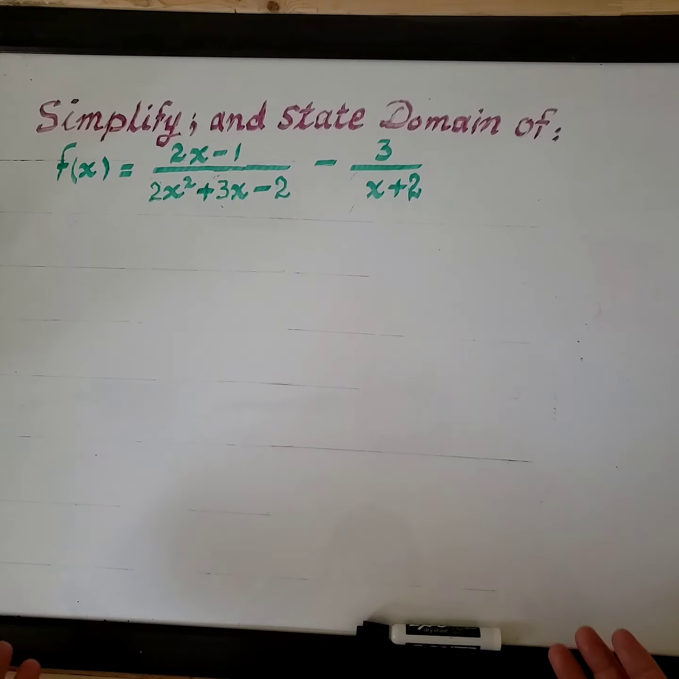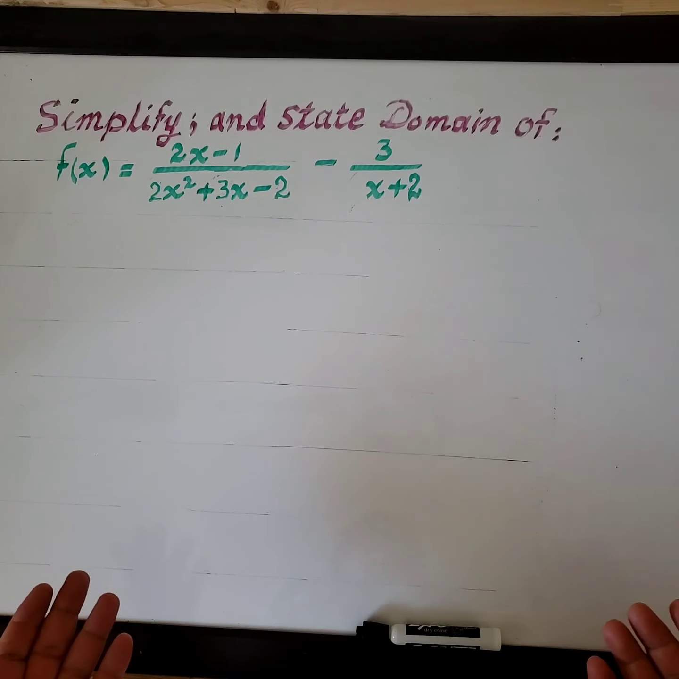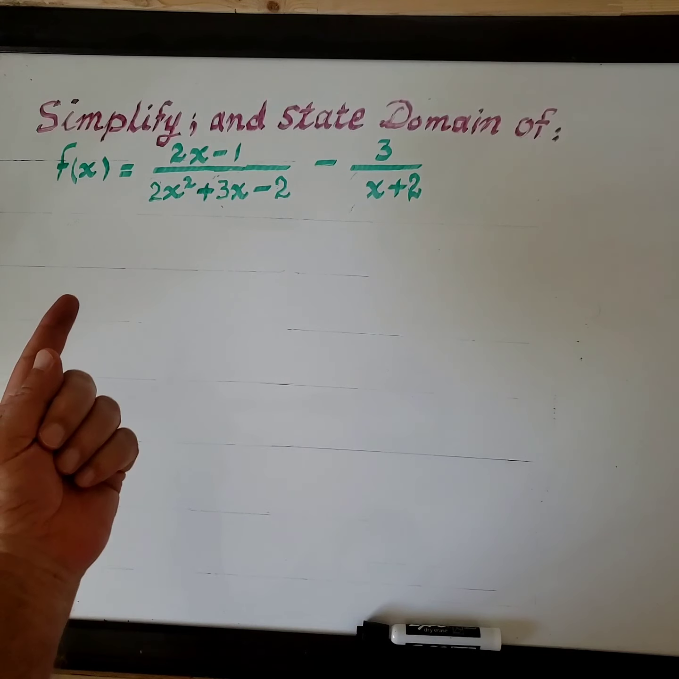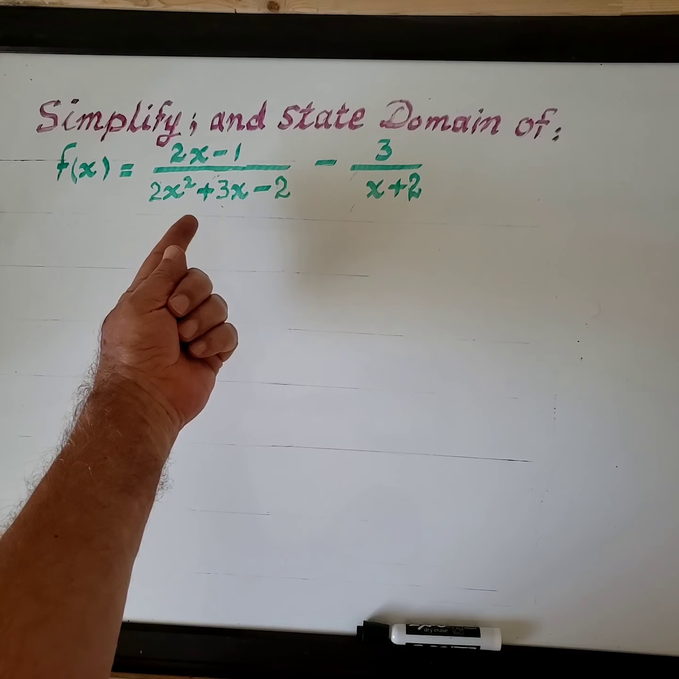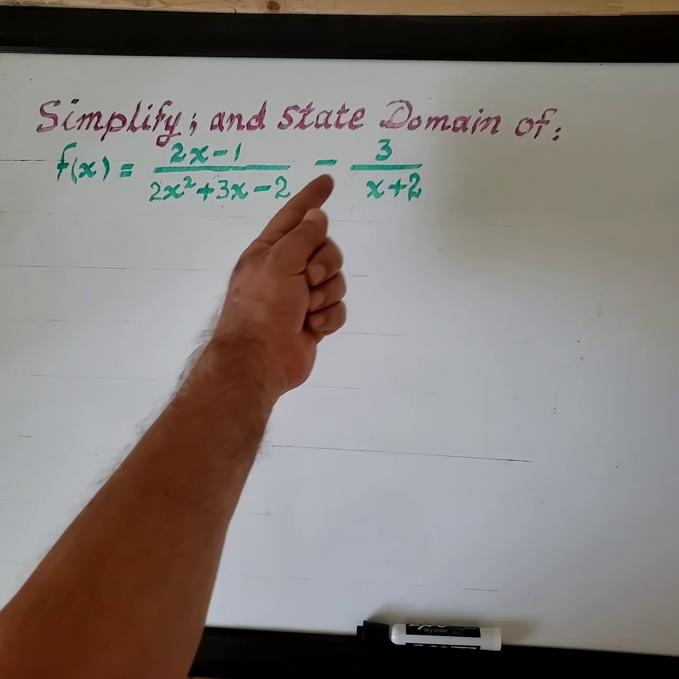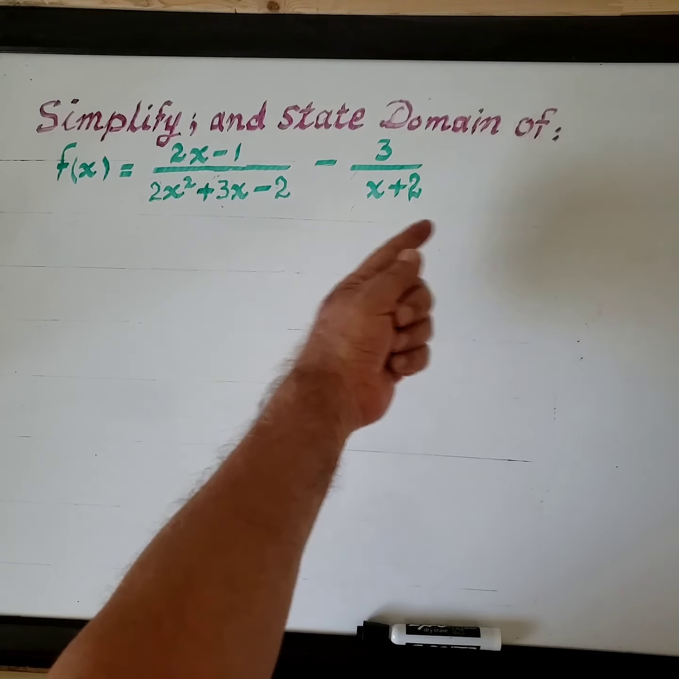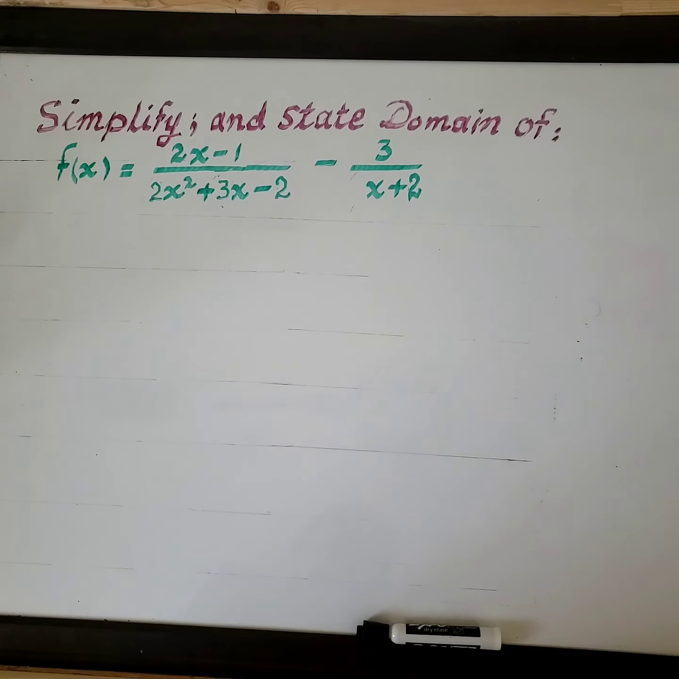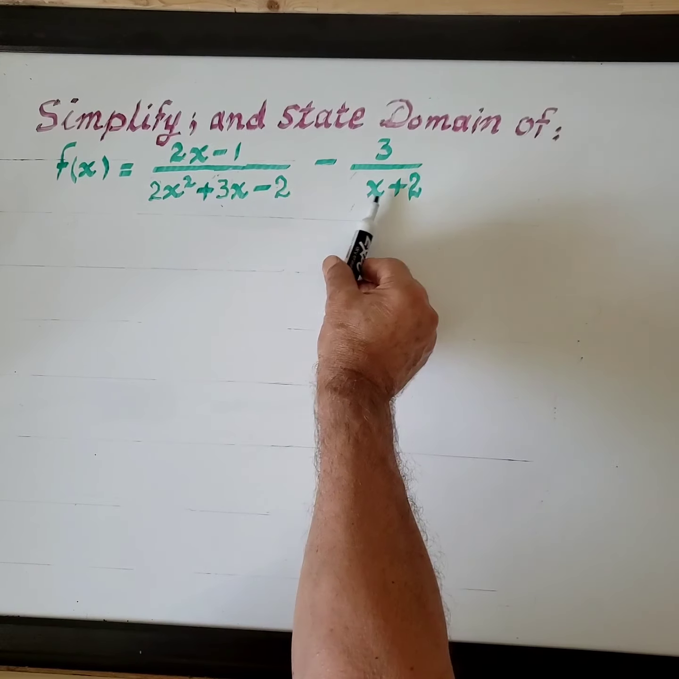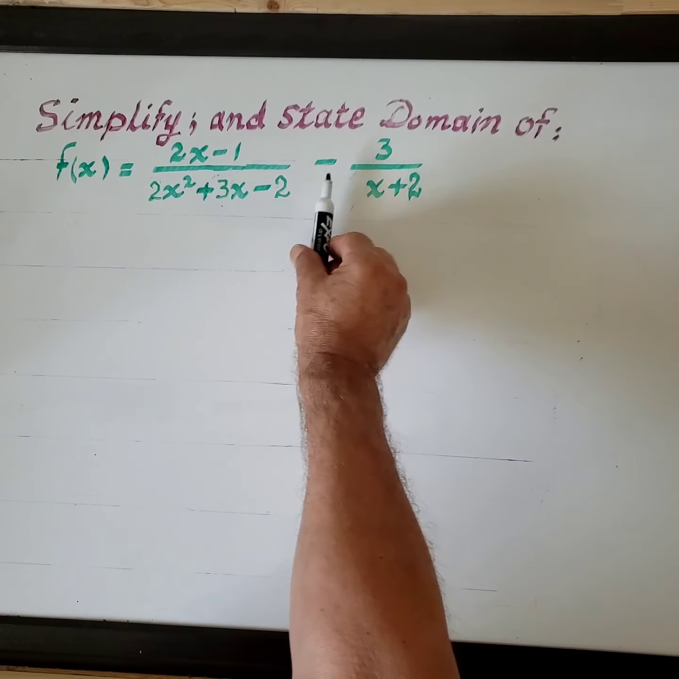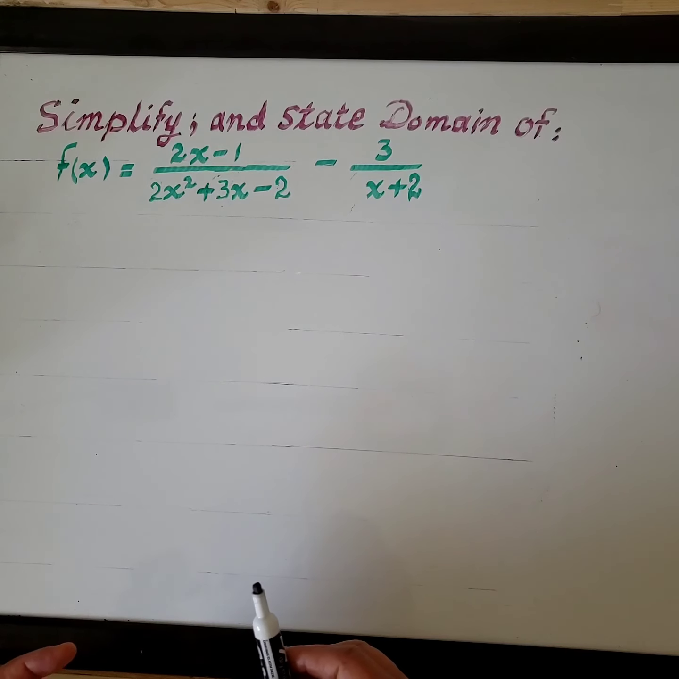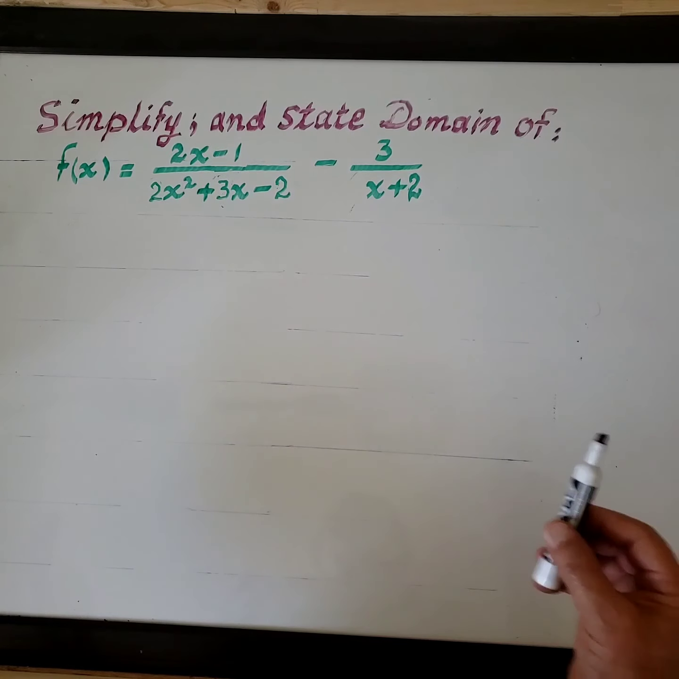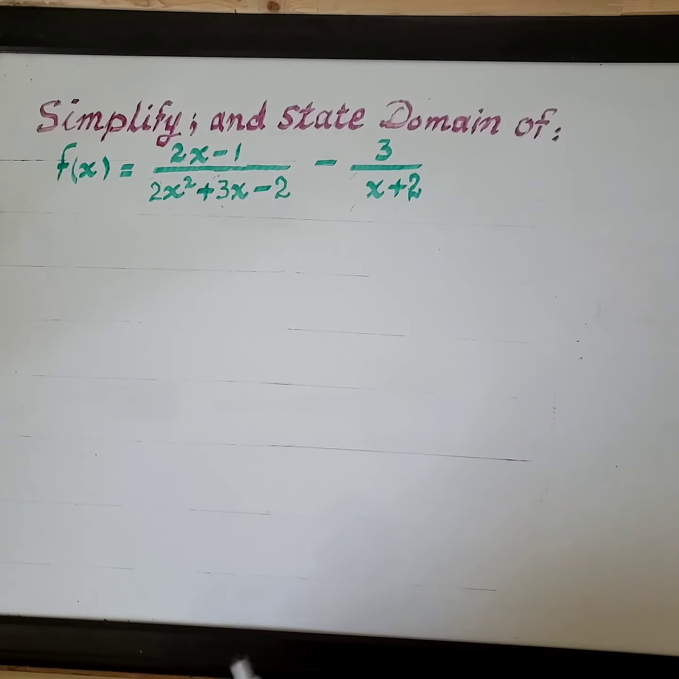In this video, we will discuss together how to simplify and state the domain of the function f of x is equal to (2x minus 1) over (2x squared plus 3x minus 2) minus 3 over (x plus 2). As you see here, this function consists of two functions where one is subtracted from another one. In order to simplify this function, we have to find the result for these two functions.